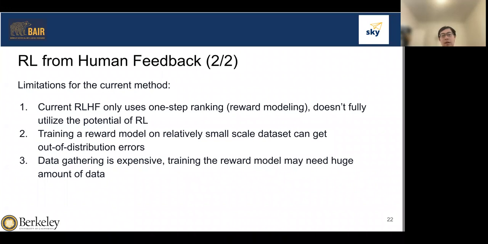So this part is again the expense, or the inefficiency, of the data gathering. But honestly speaking, we haven't been able to address this part in the current paper. We're actually working on this now, and we have a couple of pretty interesting ideas on how we can resolve it.